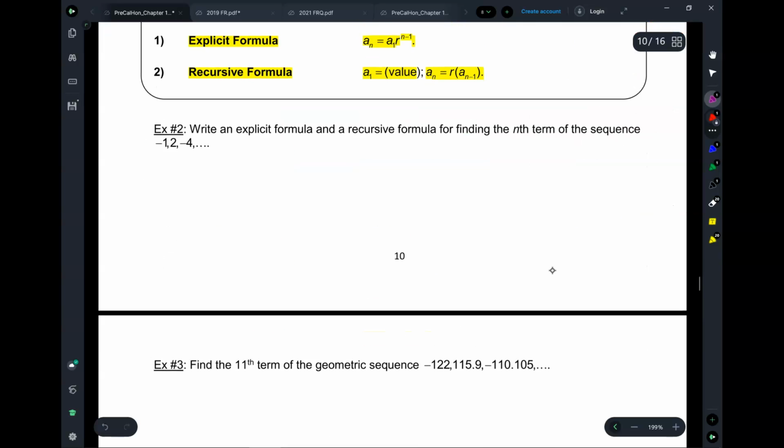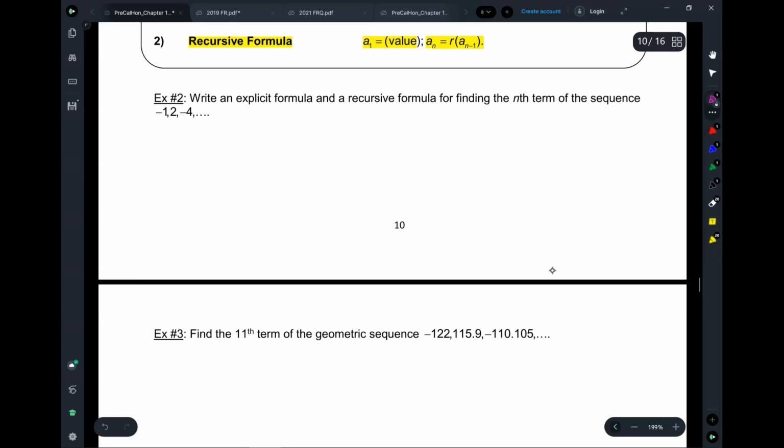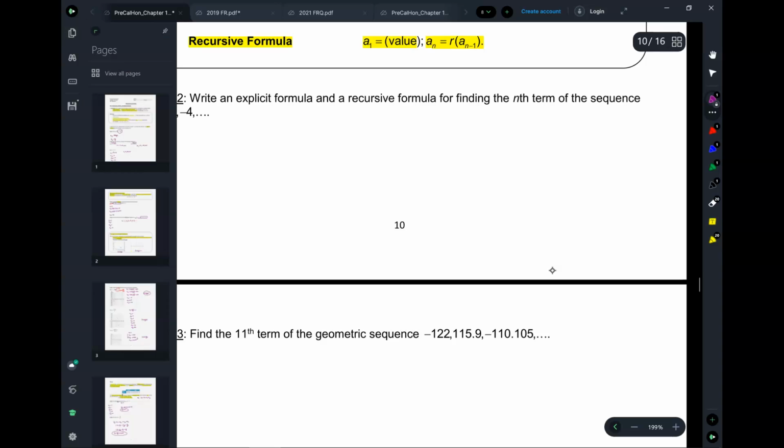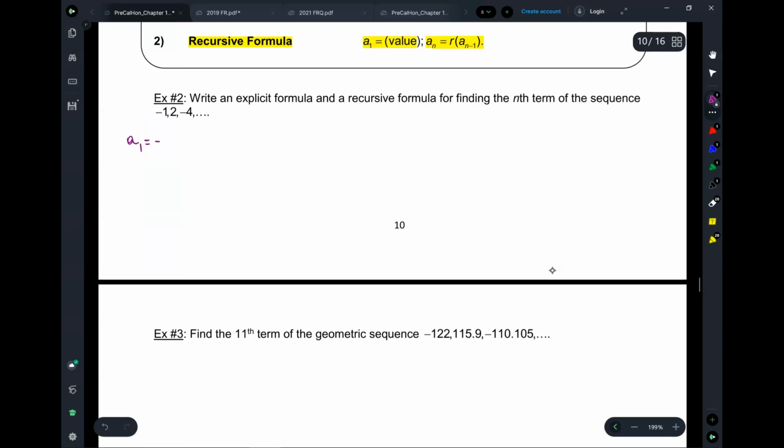All right. Write an explicit formula and a recursive formula. This is the same exact thing as in section 1, but now we're going to apply the new formulas to them. So what do we have here? A1 is negative 1. R is 2 over minus 1, negative 2. So explicit: AN is A1 R to the n minus 1. This is negative 1 times negative 2 to the power of n minus 1.